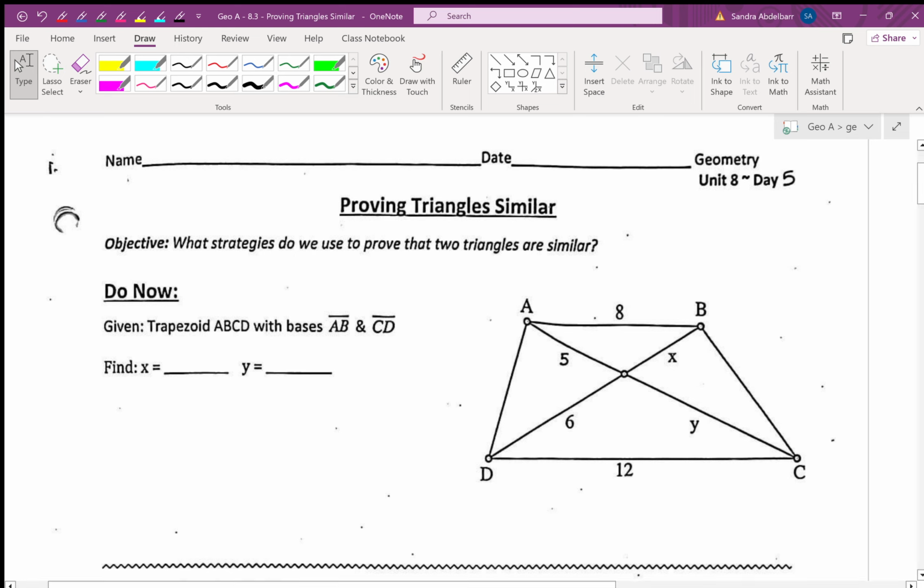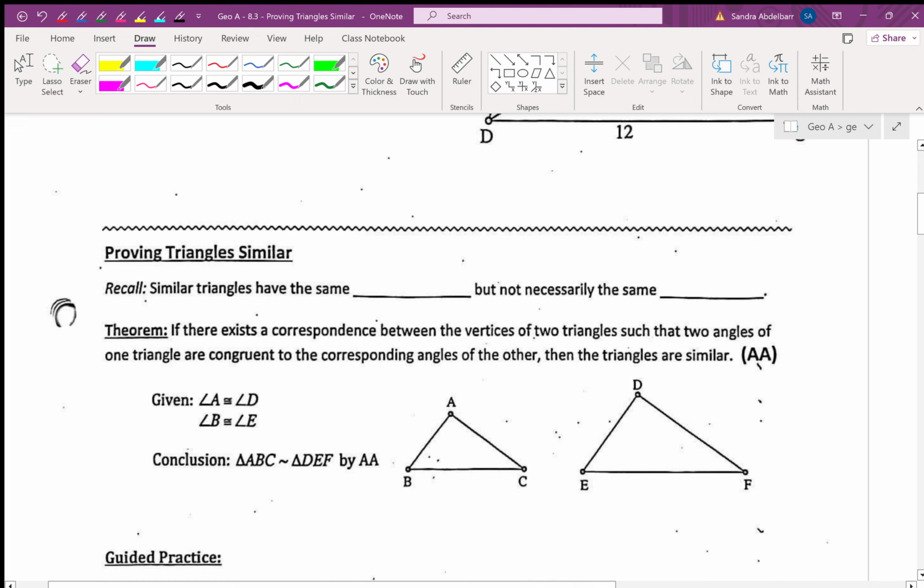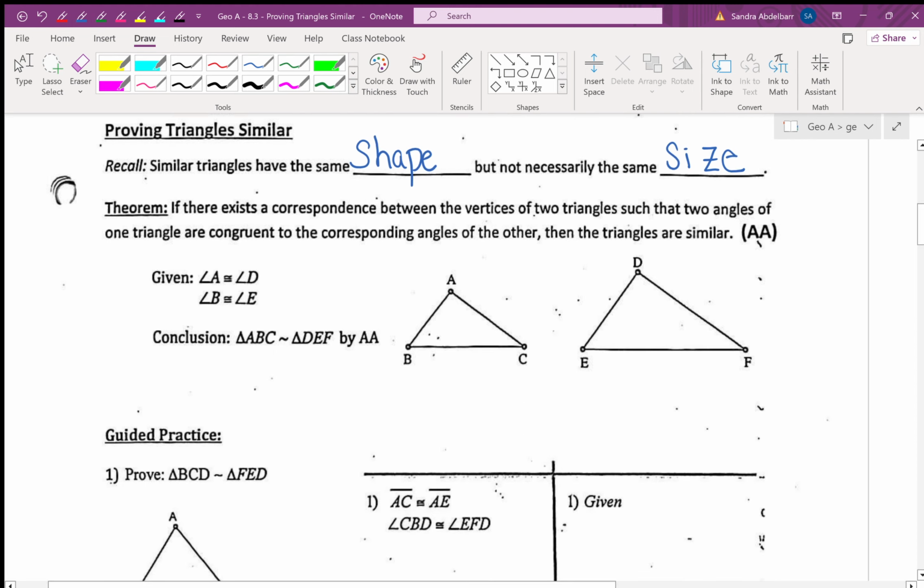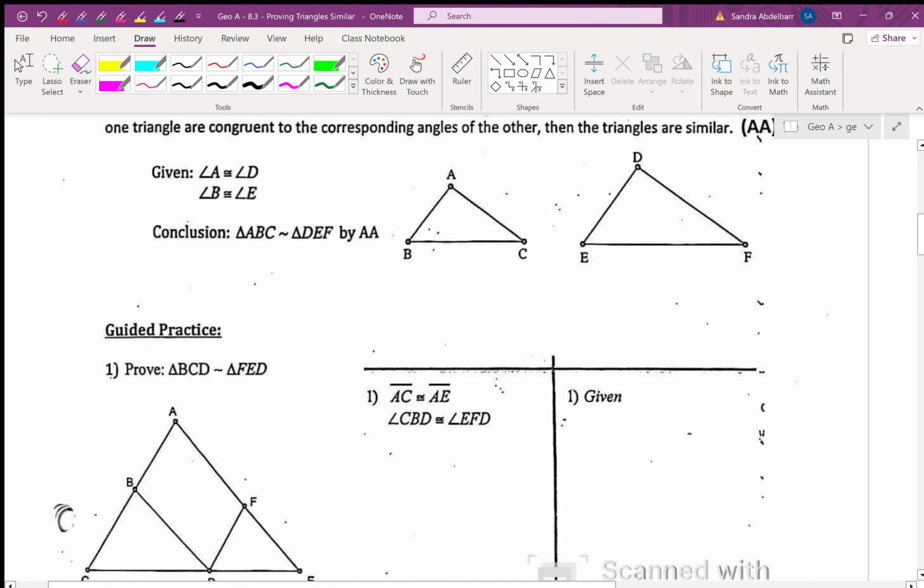So 8.3, we're getting back into proofs, but this time we're proving triangles to be similar. Recall, similar triangles have the same what, but not necessarily the same what? They have to have the same shape, but not necessarily the same size. The way to prove triangles similar is by angle, three angles.